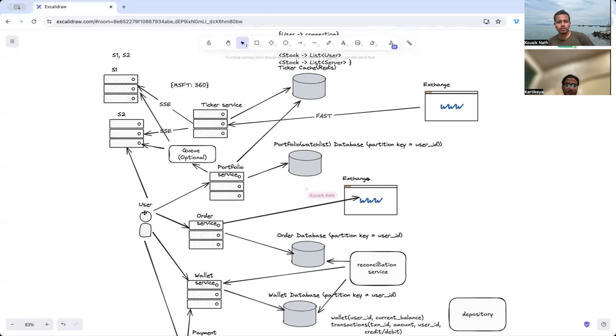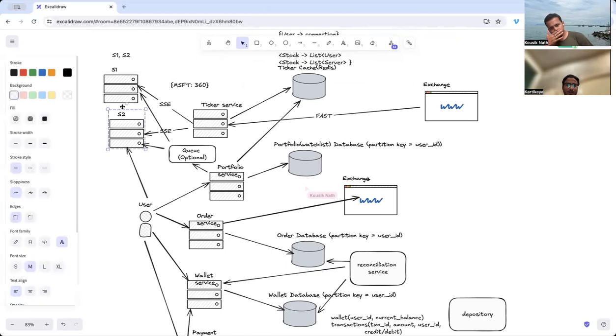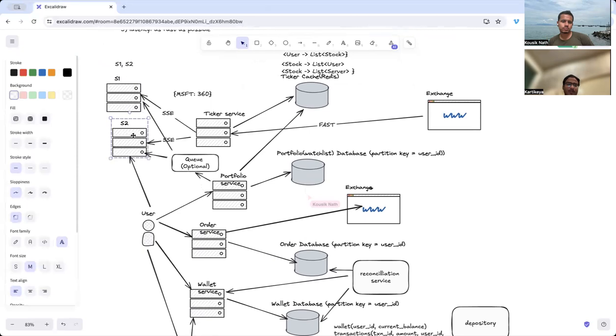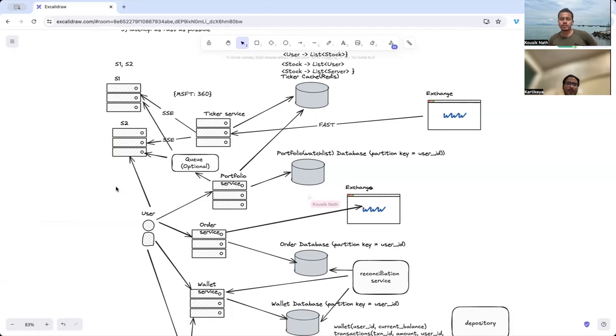Another thing could be that these servers will be highly overloaded, since a lot of people are connected to them. Maybe we could monitor the number of connections to these. There should be some level of monitoring here on the number of connections. Otherwise, the ticket service won't get to know which server the user should be connected to.